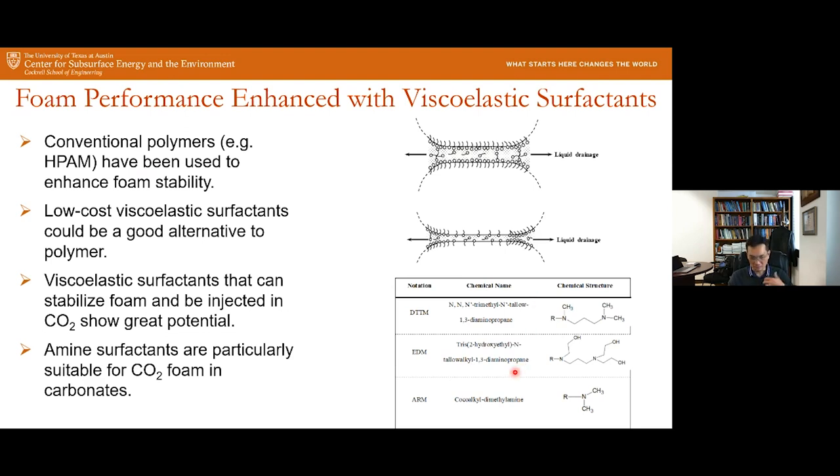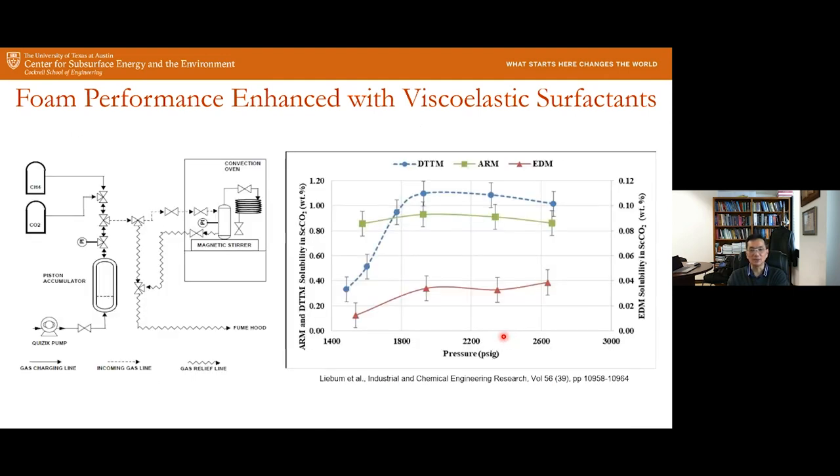We have now extended the list longer to address more environmental concerns and so on. But these amine surfactants are particularly interesting because they can be injected in the CO2. And I showed you in the previous slide that there are a lot of benefits of injecting surfactant in the CO2 instead of injecting in the water. And so you can see that this surfactant can be injected in CO2 up to 1.2 weight percent, depending on the structure. So this shows you the solubility of this surfactant in the CO2 as a function of pressure.